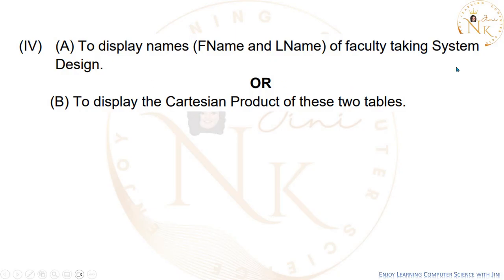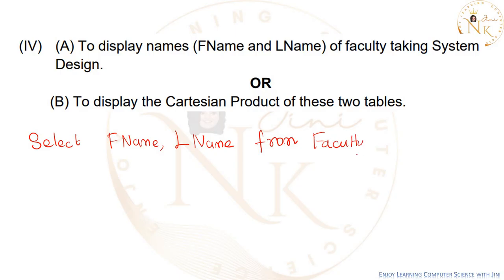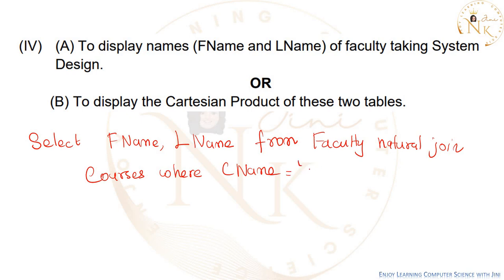To display the names, so I am giving select first name and last name. I'm going to use natural join from both the tables, correct? From faculty, natural join, what is the other name? Courses, yes, courses. What is the condition? Where course name is equal to system design.